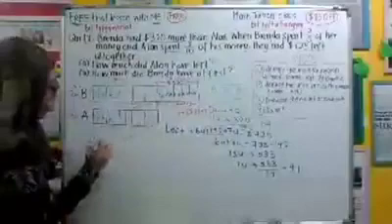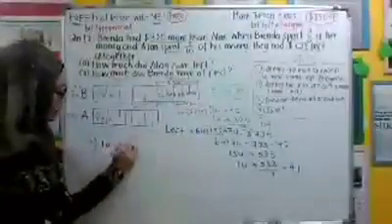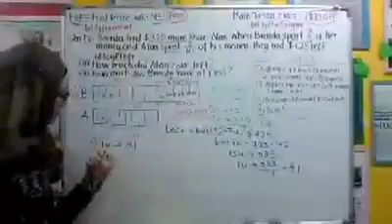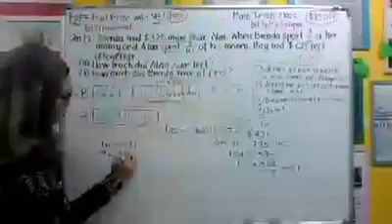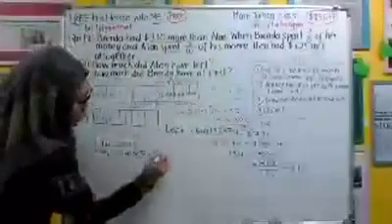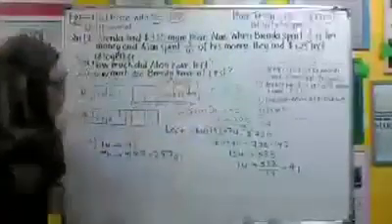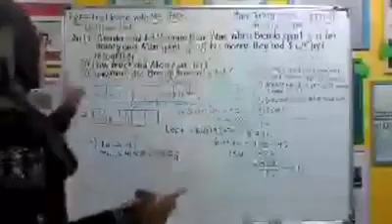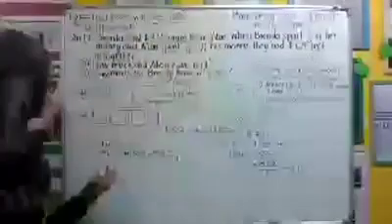So, for part A, I know that 1 unit is 41. 7 units is 41 times 7. That will give me $287. This is what Ellen has left. Alright? Now, how much did Brenda have at first?